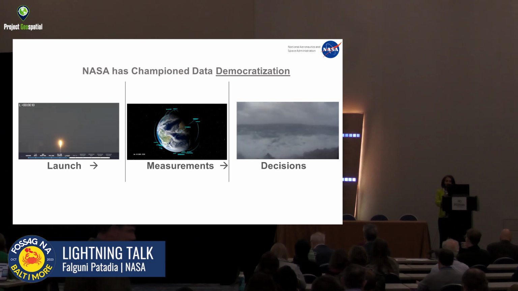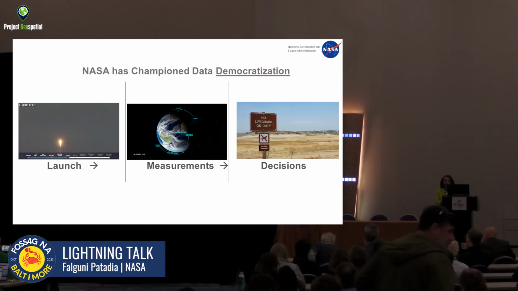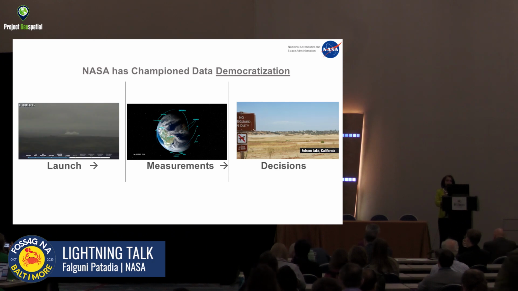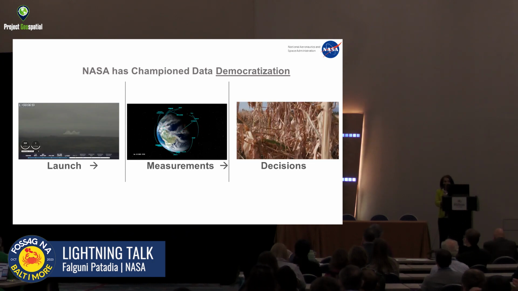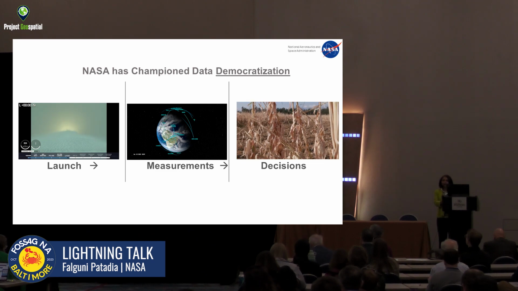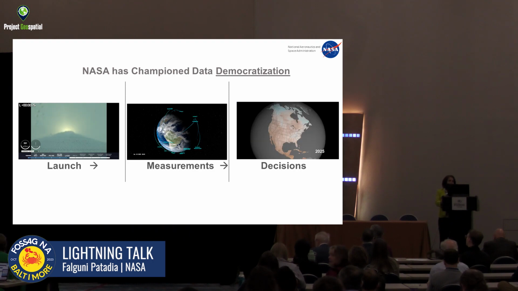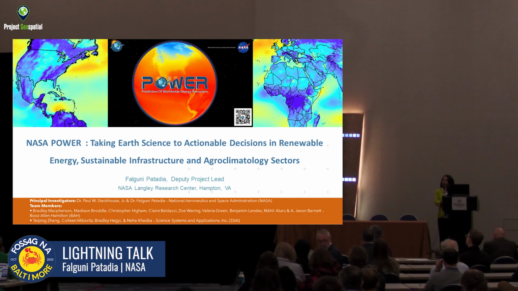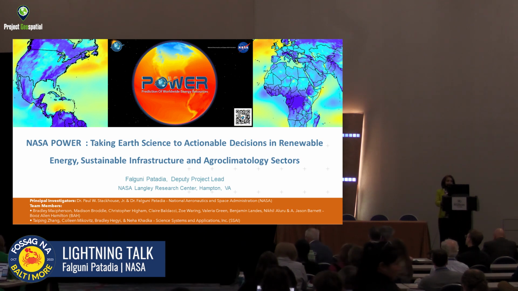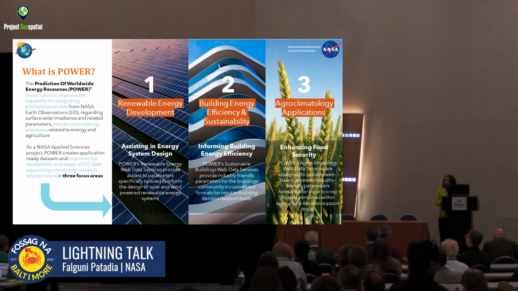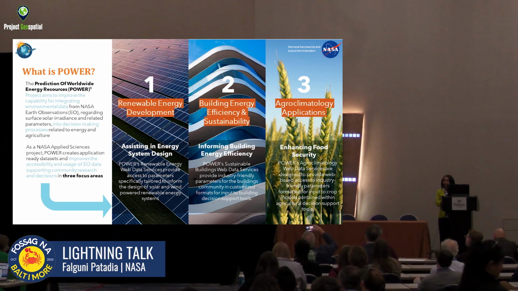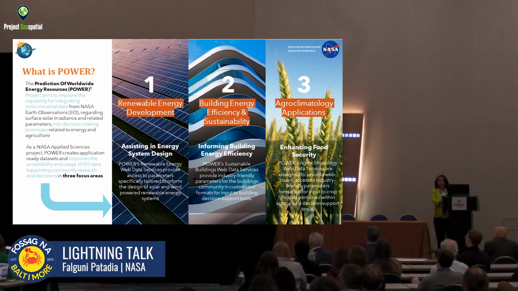And the way such wide uptake of NASA data has happened is because NASA has championed data democratization. And in my opinion, this is a cornerstone of enabling open science. Science for all, global. And so I present to you one of the unique projects within NASA called POWER that you heard about, where we basically work with three focus communities and focus areas in renewable energy, buildings, and sustainable infrastructure, and agroclimatology areas.